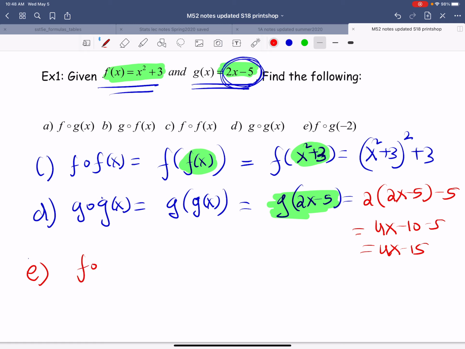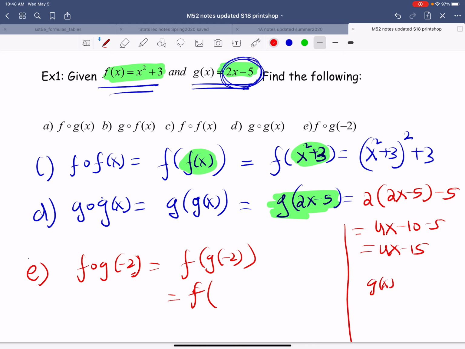Here's part E, f of g of negative 2. Now here we can do it in two different ways. One method is we can find f of g of negative 2. So what is g of negative 2 going to be? We know g of x is 2x minus 5. G of negative 2 will be, let me write on a side.